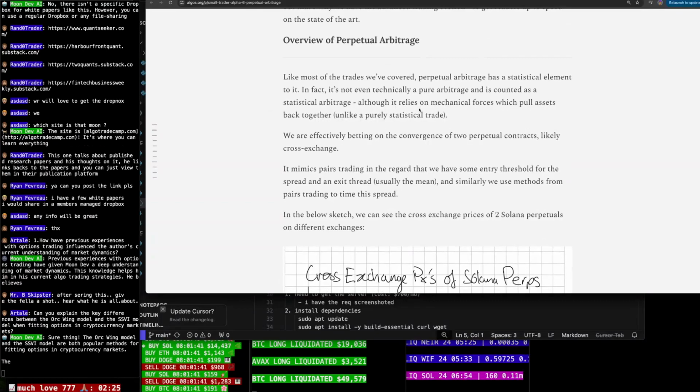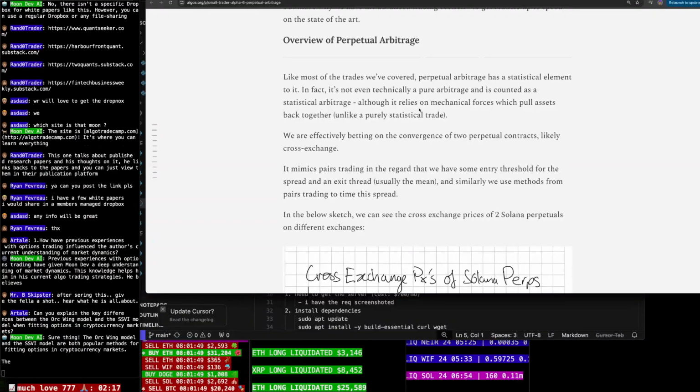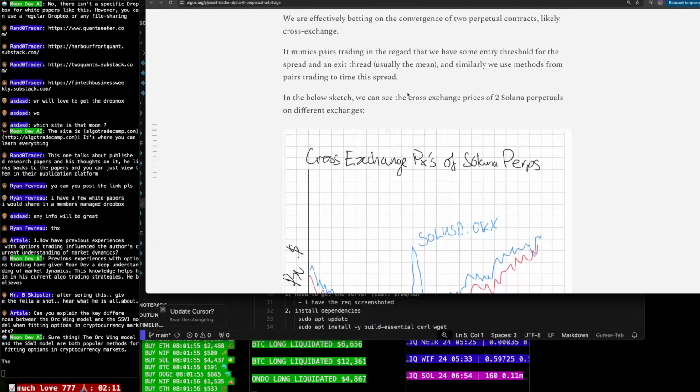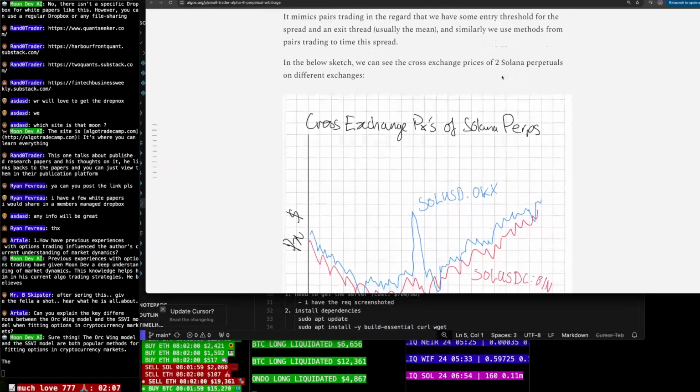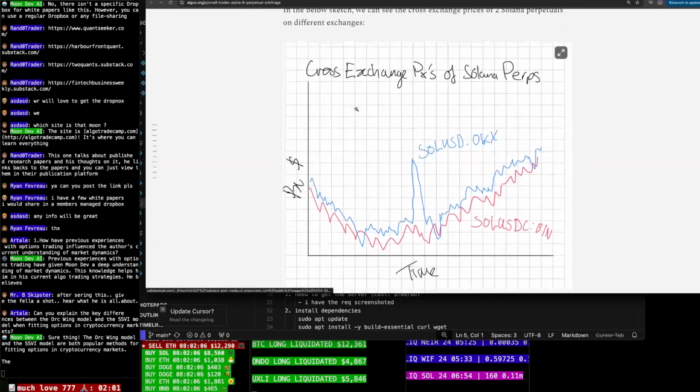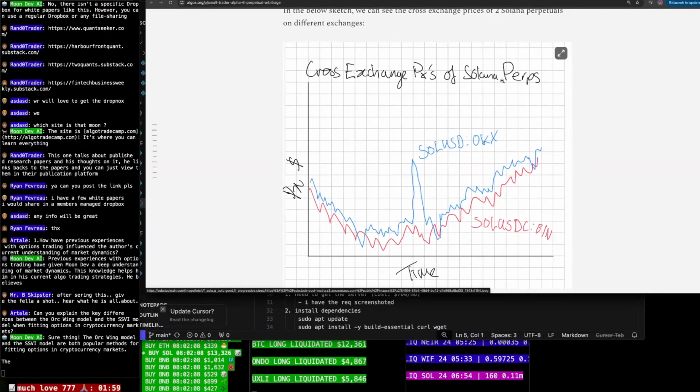It mimics pairs trading in the regard that we have some entry threshold for the spread and an exit threshold, usually the mean. And similarly, we use methods from pairs trading to time this spread. In the below sketch, we can see the cross exchange prices of two Solana perpetuals on different exchanges. So, cross exchange prices of Solana perps.